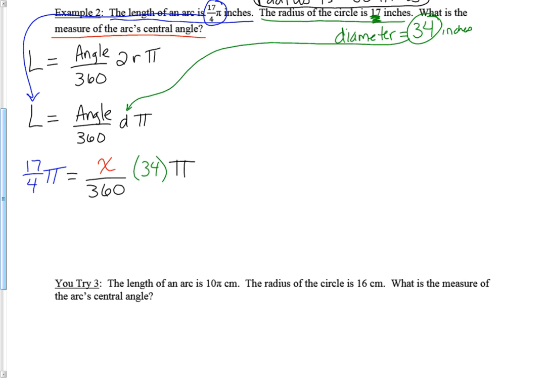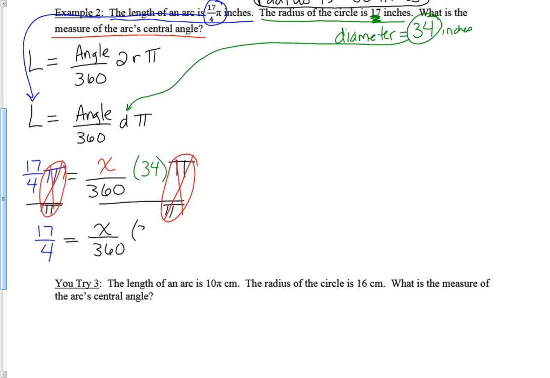So at this point, our basic first step is exactly the same. Divide both sides by pi. When I divide over here by pi, and I divide over here by pi, I have a silly version of the number 1, which I don't need to write, and a silly version of the number 1 that I don't need to write. So I'm left with 17 over 4 on the left side of the equation, and on the right side of the equation, I have x over 360 times 34.